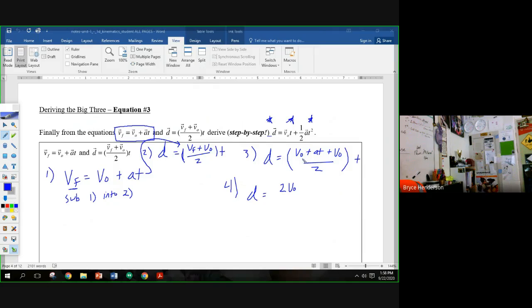Think of V sub O as just like an X. It's just a variable. So 2 V sub O times T, again, if I'm distributing this T inside, plus, now AT times T is AT squared, all over 2. Okay, I know that was a bit complex. We did a few steps there.